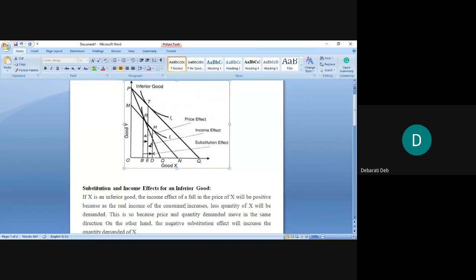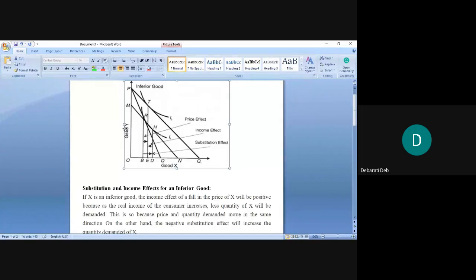So what you do is open the link that was uploaded in Moodle, named substitution effect, income effect and price effect of a normal, given and inferior goods. I uploaded it last week, so open it and then draw the diagram from that figure. Open this heading, inferior good. This is the same diagram, and listen to whatever I am saying.